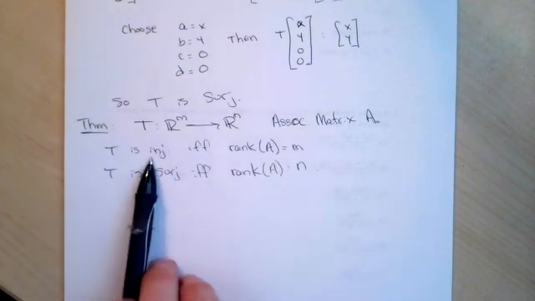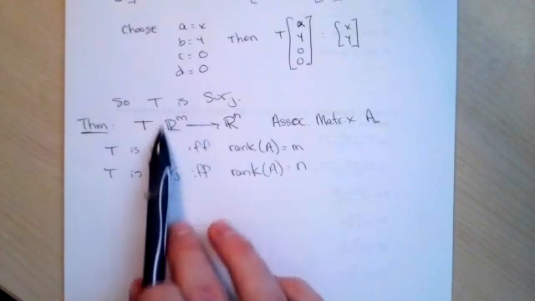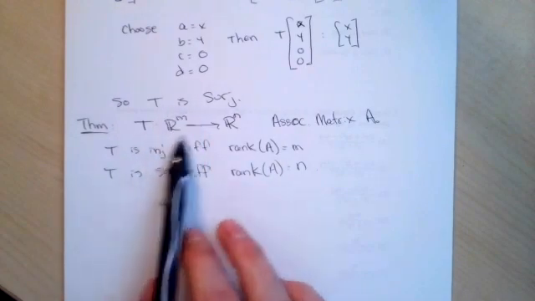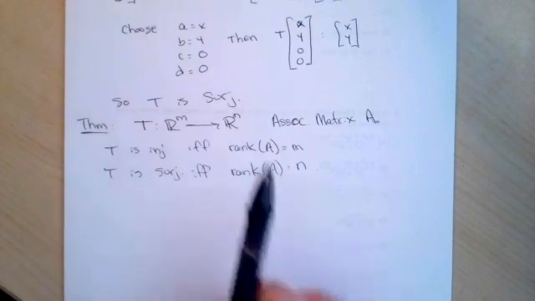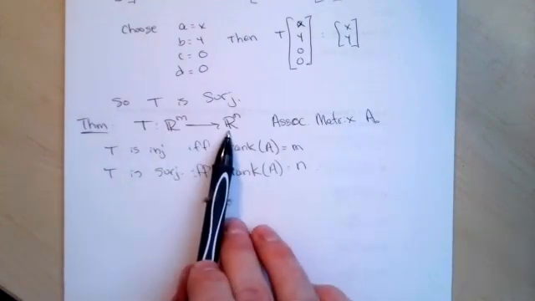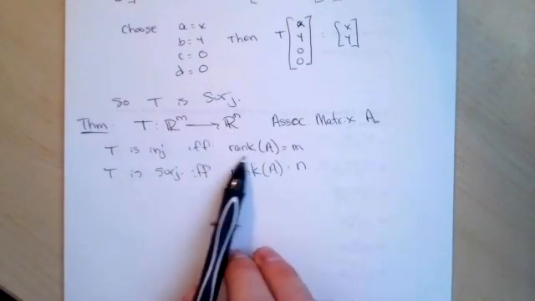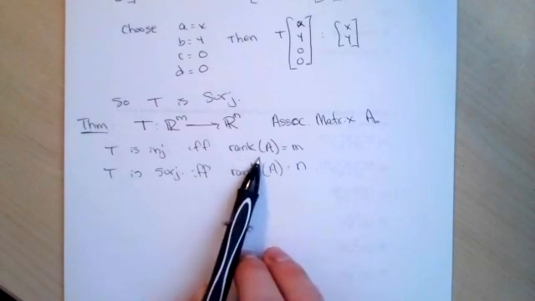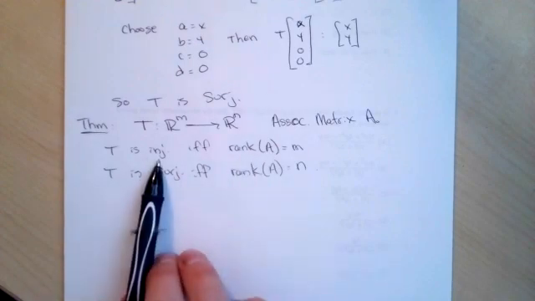And so we saw that if we don't kill off any dimensions, so if we're starting with an m-dimensional space and my image remains an m-dimensional space, then we're going to have full rank and we're going to be injective.